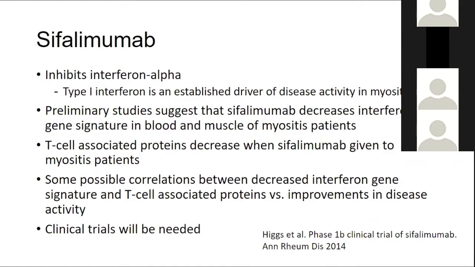There are different types of interferon. Sifalumab in particular inhibits interferon alpha, which is a type 1 interferon, and that's the interferon that we feel is the most implicated in causing myositis. So when Sifalumab was given to myositis patients, it's been found that T cell associated proteins that make inflammation go down, which is the reason that we feel that this medication is effective. And clinical trials are underway in medications that block interferon.